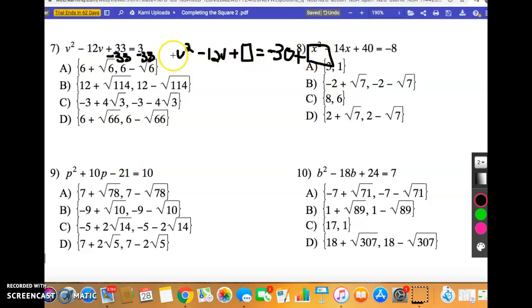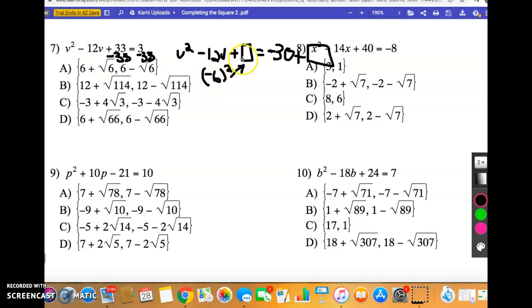So v squared minus 12v plus this square, since we're completing the square, equals negative 30, plus this other square. Whatever we put in one goes in the other one. All right, so since this b term, here's what drives the rest. Negative 12 divided by 2 gives you negative 6. Then in parentheses. So you always divide your b term by 2 and then you square it. That's what shows what's going to be up in this box.